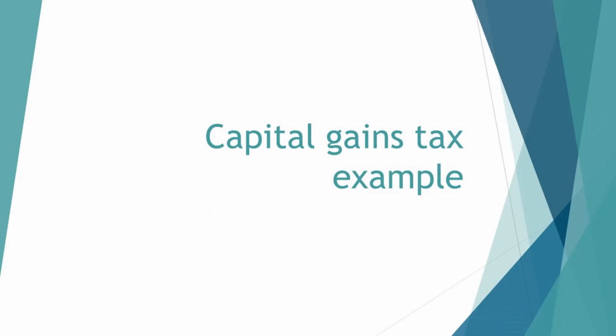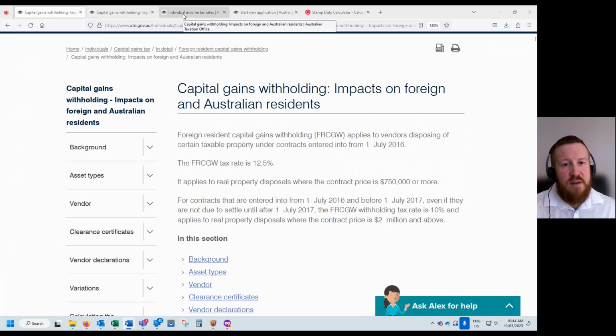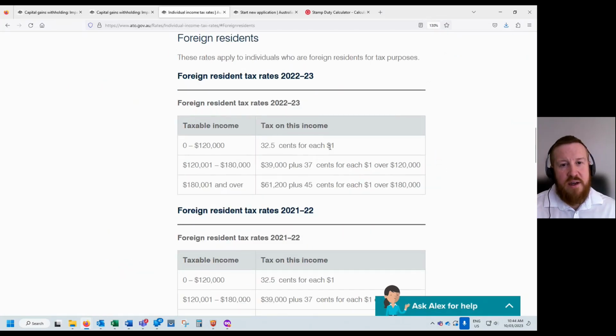So let's look at an example of how this might work. Any income you earn, including a capital gain, is all combined together. So there's no separate rate of capital gains tax in Australia. The tax rate you'll pay will be the normal income tax rates. So if your total income, so your rent, your capital gains, or your Australian assessable income, is under $120,000, you simply pay 32.5%. If it's over $120,000, the amount above 120 is taxed at a higher rate, and then at 180, it goes up again, even higher.